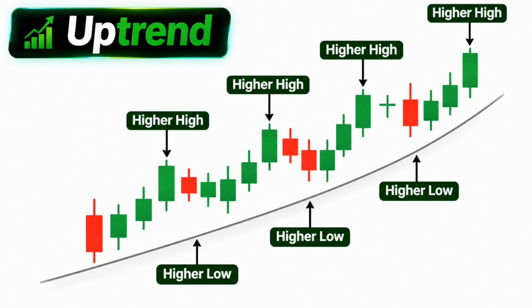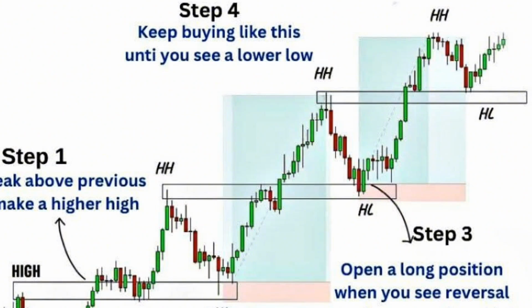What is a higher low? A higher low is when price pulls back but stays above the previous low before continuing higher. This shows buyers are defending higher prices. What does an uptrend tell us? Buyers are in control. During an uptrend, traders generally look for buying opportunities rather than selling.